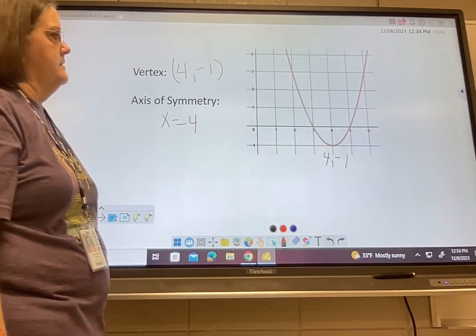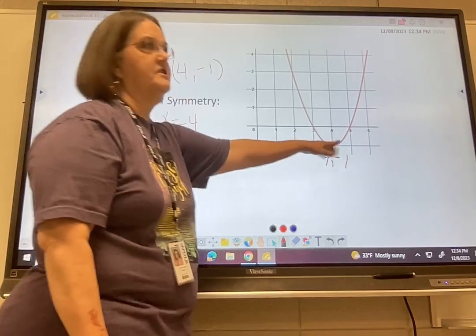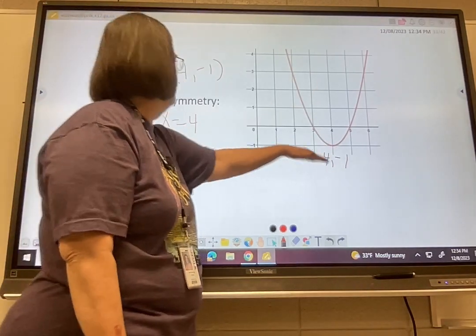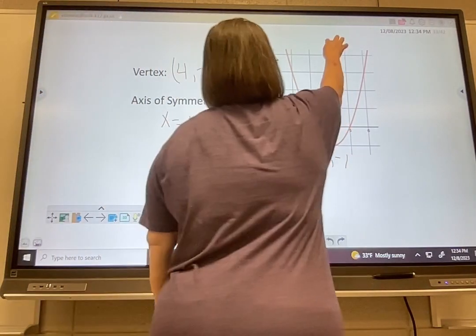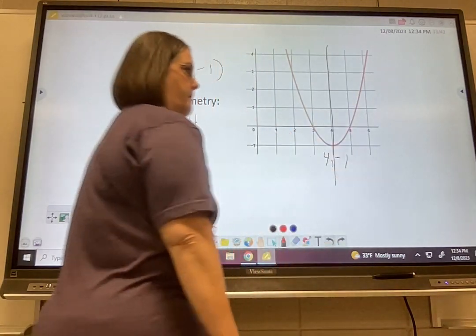Okay, same thing on this. The vertex is at 4, -1. This just isn't real world. It's just some random graph. And the axis of symmetry is here at x equals 4.